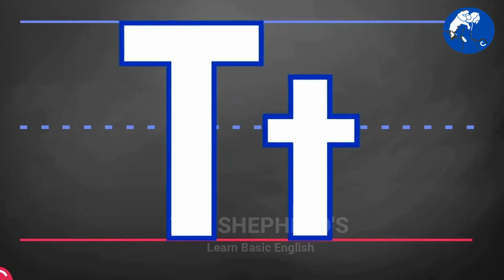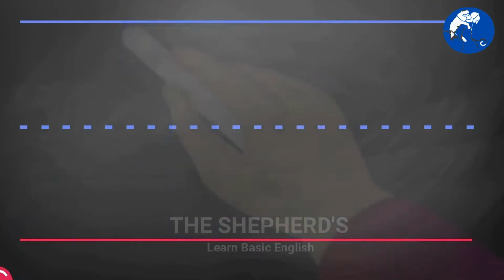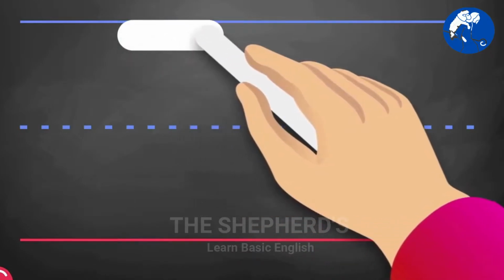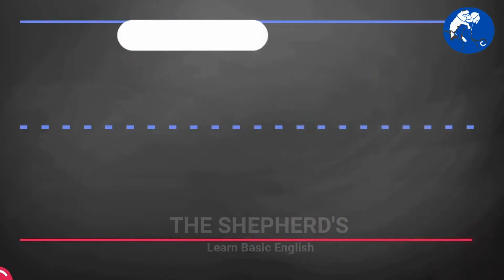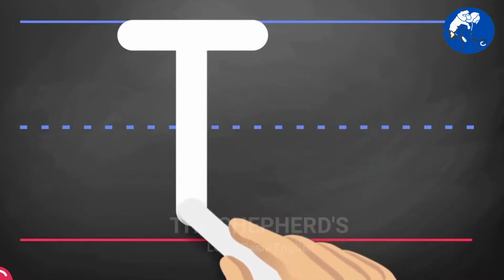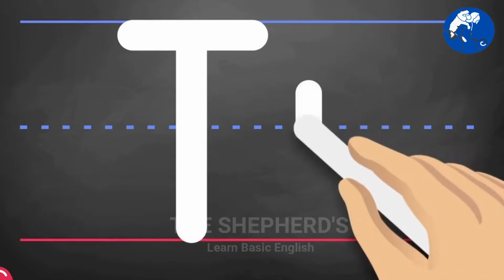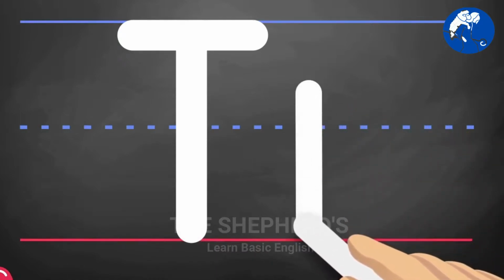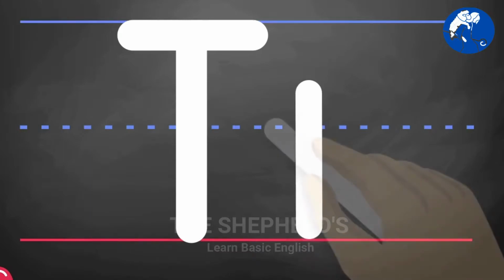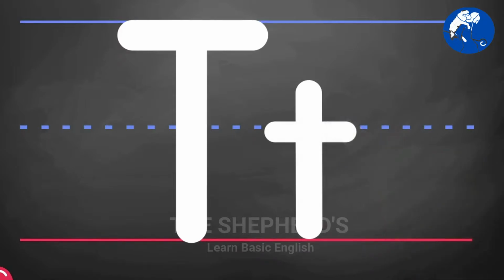Letter T. Uppercase T. Across at the top. Hold down. Lowercase t. Hold down. And across. Fantastic work!